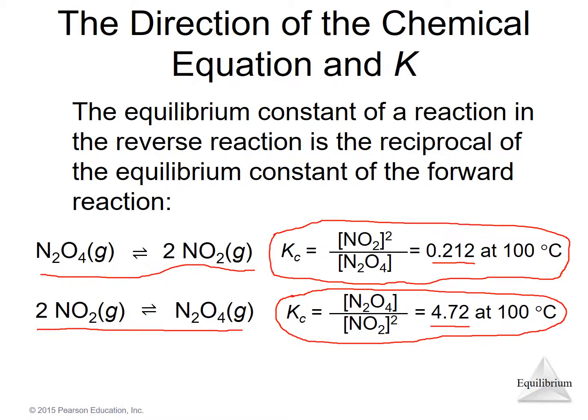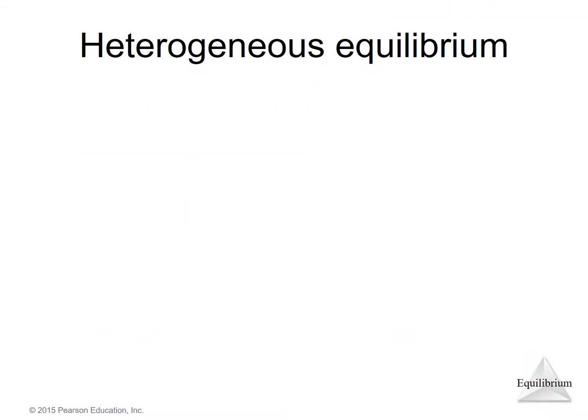You realize that either represents the same thing, so what the value of the equilibrium constant is really depends on exactly how we write the reaction, and that's important to keep in mind. Reversing the reaction gives us the inverse equilibrium constant. Okay, now we talked about heterogeneous equilibrium. That's where we have more than one phase.